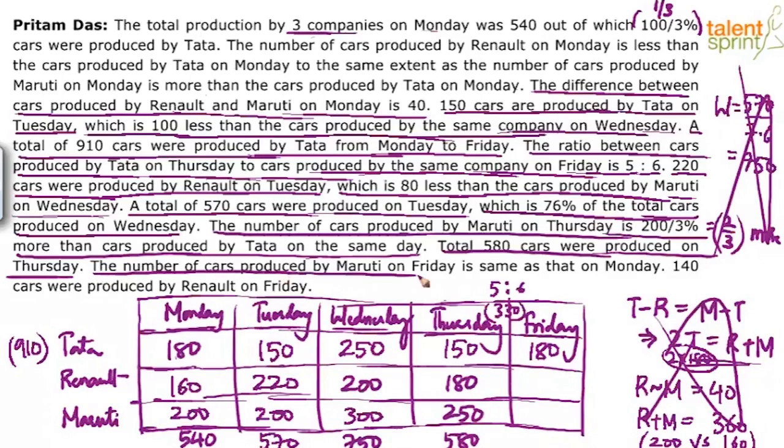The number of cars produced by Maruti on Friday is the same as that on Monday. Maruti on Monday is 200. So Maruti on Friday is also 200. 140 cars were produced by Renault on Friday. So Renault on Friday is 140.